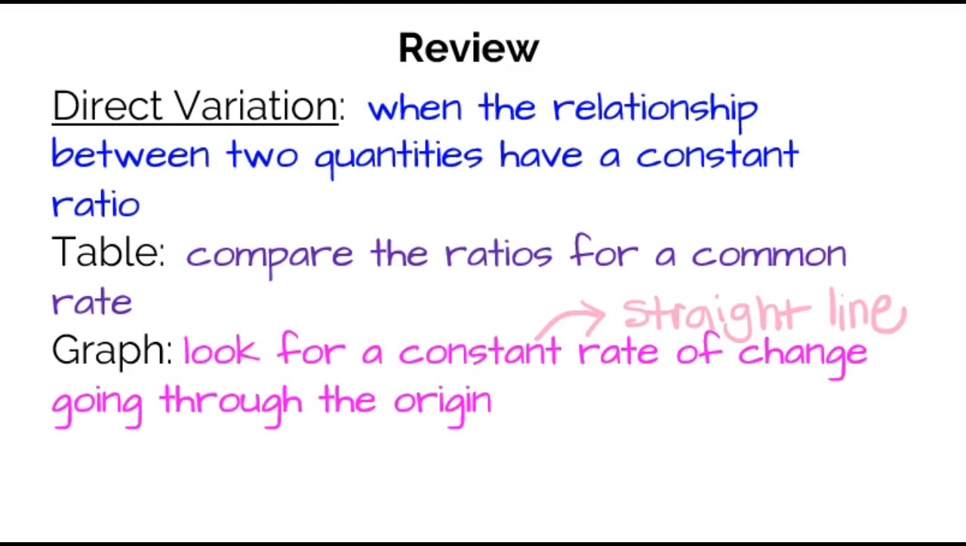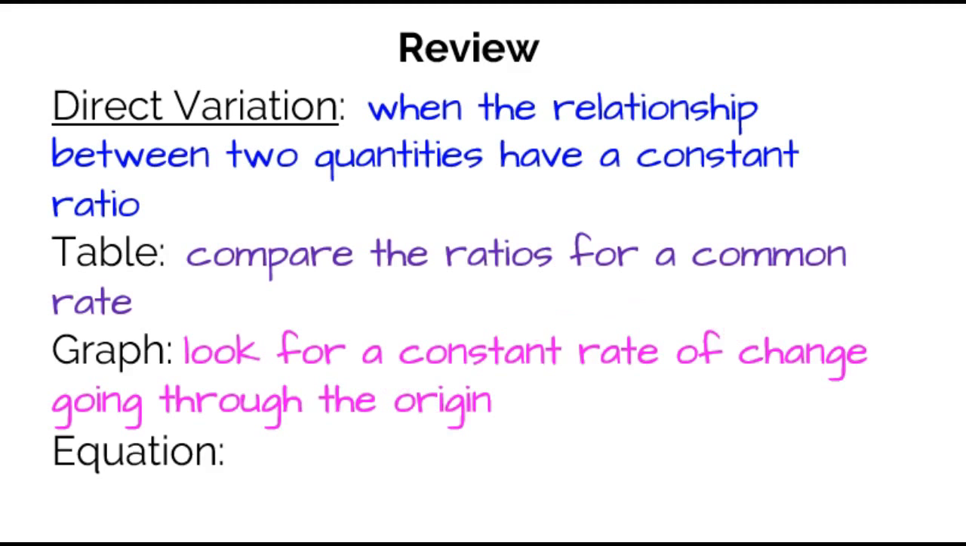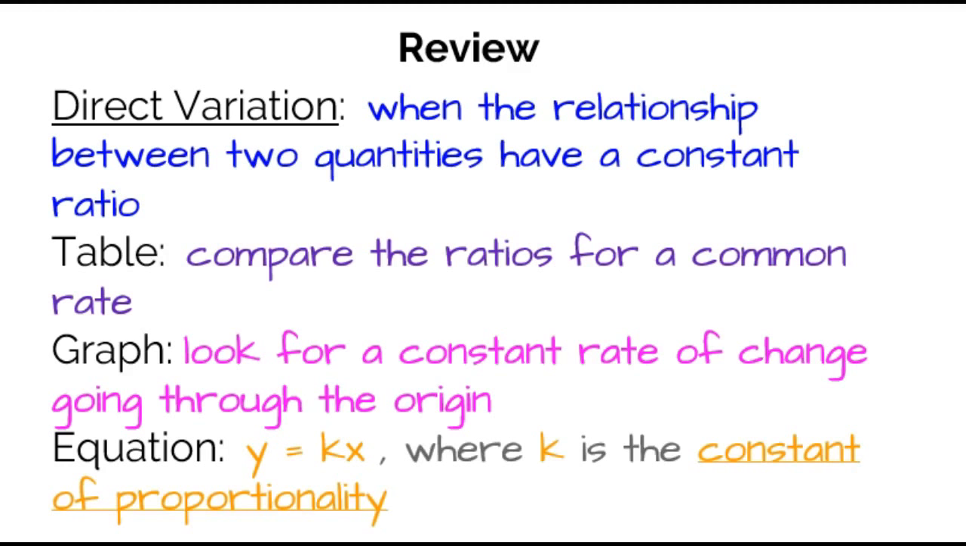And that straight line, very important, has to go through the origin. And last but not least, the other way you can look at direct variation is through an equation. The equation is y equals kx, where k is the constant of proportionality, or that constant number that you multiply x by to give you y.